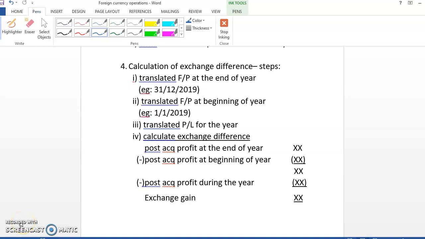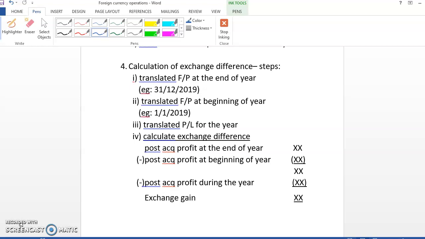So for the adjustment in the Forex, you need to follow these 4 steps. Actually, the steps are to calculate the exchange difference, but you cannot calculate the exchange difference directly. So you need to follow several steps. The first step is to do the translated financial position at the end of the year.